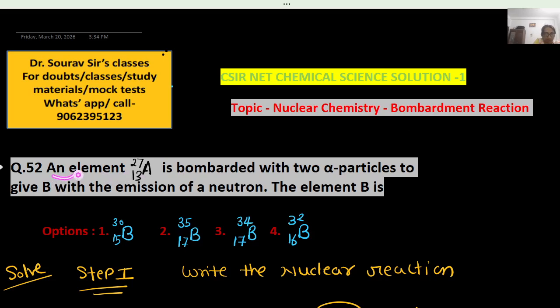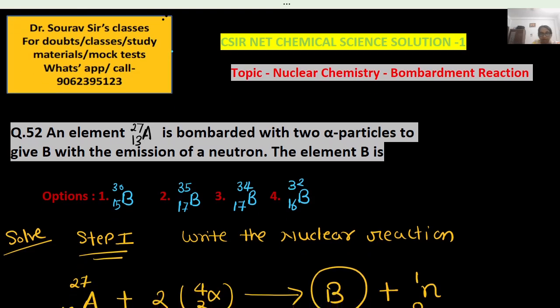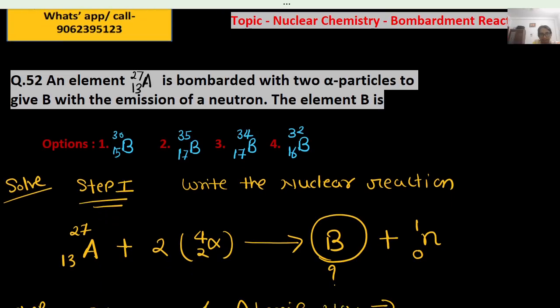The question is: an element A, with atomic mass 27 and atomic number 13, is bombarded with 2 alpha particles to give product B with the emission of a neutron. What will be the element B after the bombardment of alpha particles on element A?